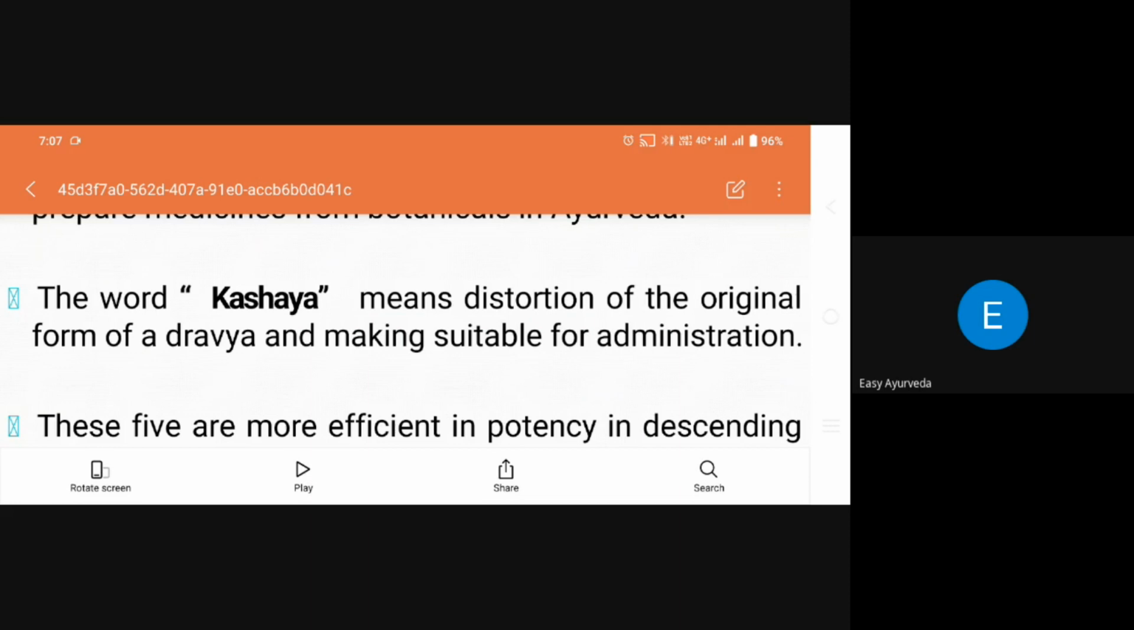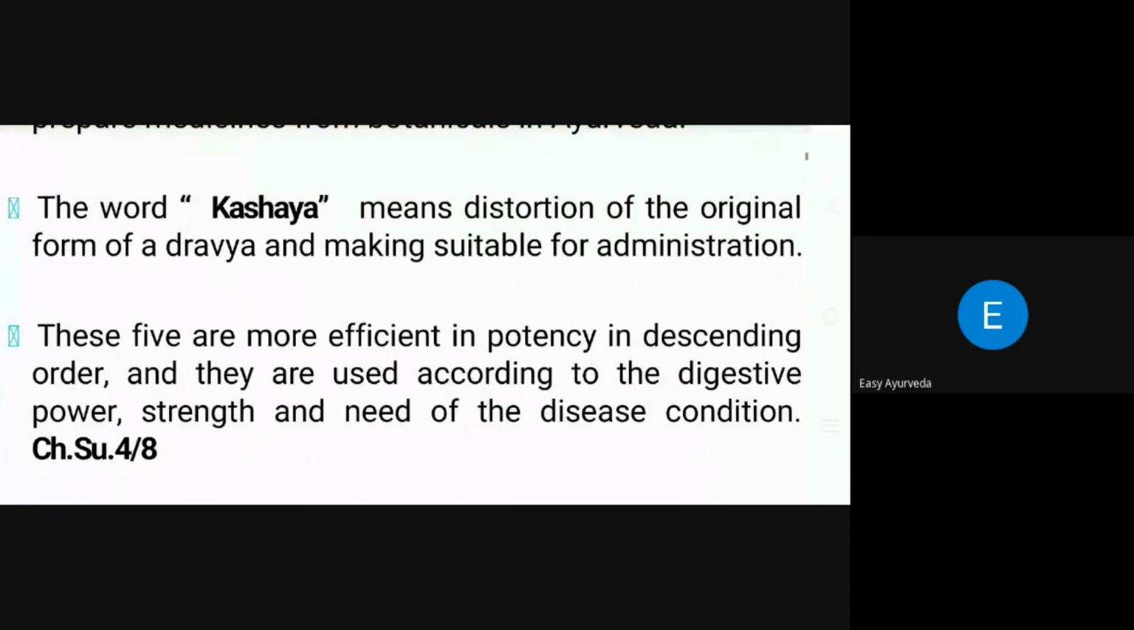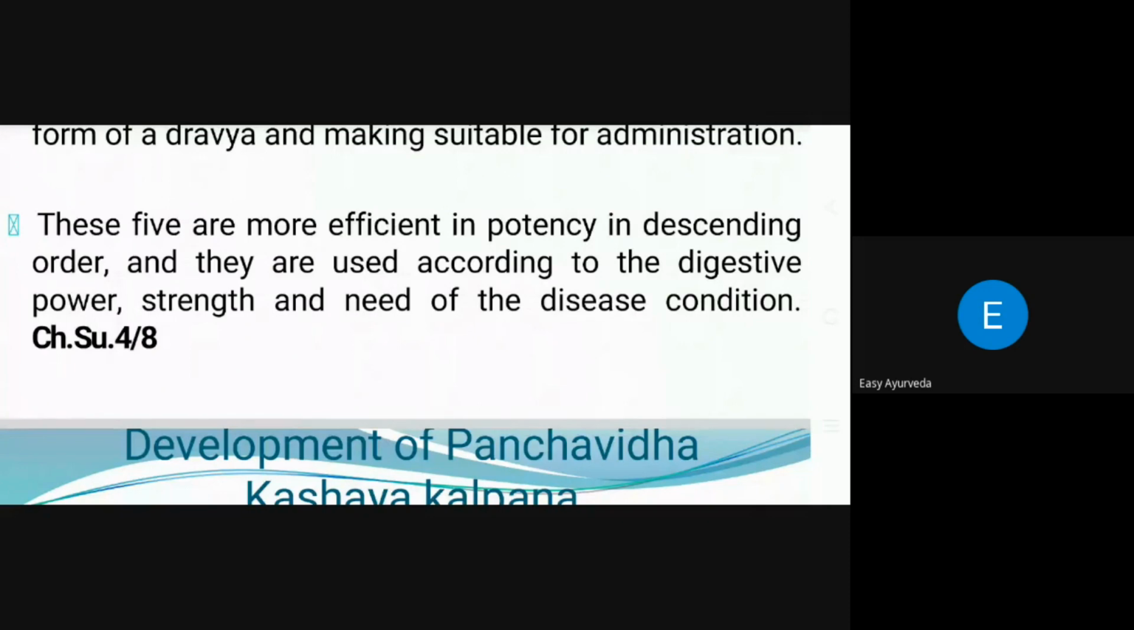So the distortion of the original form of a dravya is called samskara. If you do the transformation, only then does it become a suitable form. The word meaning has been given in that way here, and several other meanings exist; we'll see them in other sections. These 5 are more efficient in potency in descending order: Swarasa, Kalka, Kvatha, Hima, and Phanta.